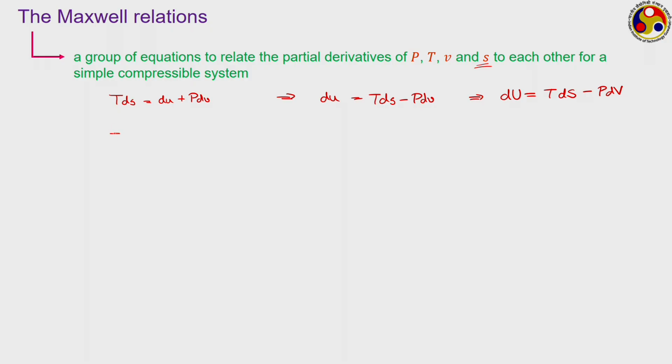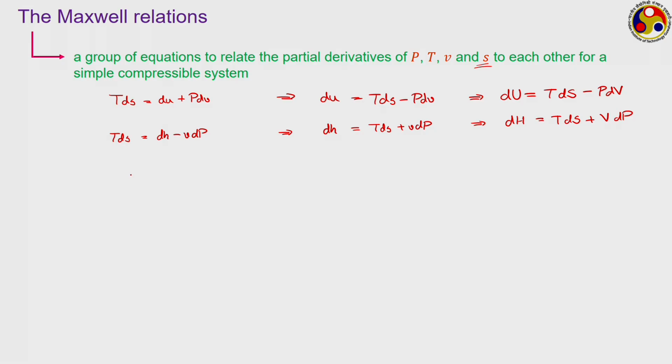What was the second TdS relation? Your TdS relation was TdS equal to dH minus V dP. So, we can separate H out, the second potential, as TdS plus VdP, or if we write in extensive sense, d of capital H is equal to T d of capital S plus capital V d of P. So, we have got two equations representing the rate of change in the corresponding two potentials.